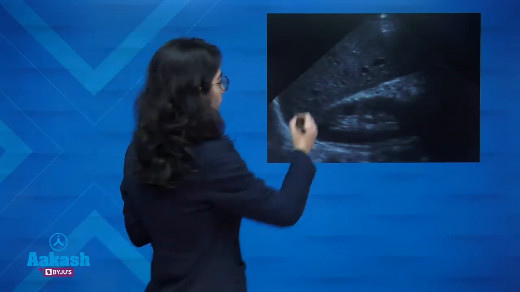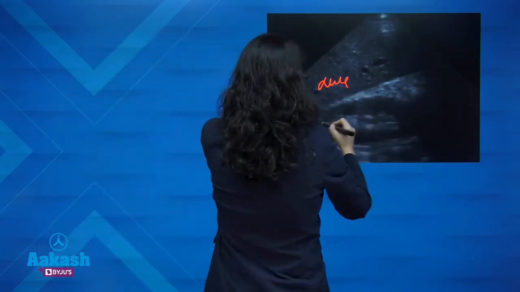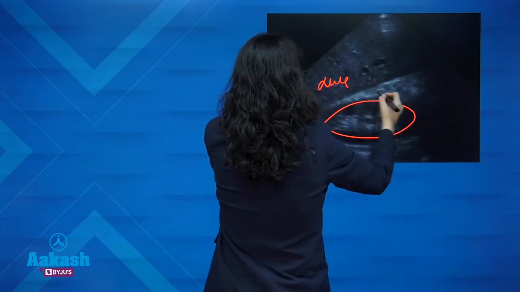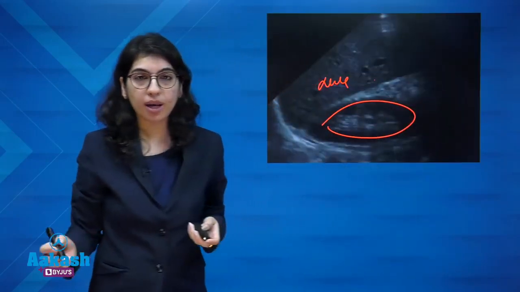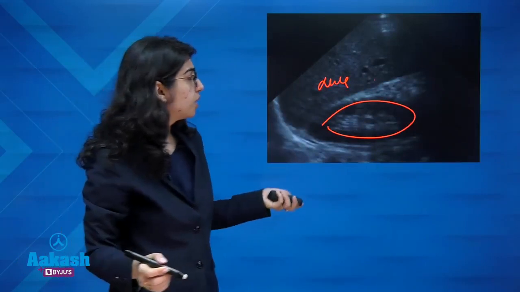So this is how a normal ultrasound looks like. This is basically your liver. This is the liver and this is your right kidney. This is your hepatorenal pouch area. You can see there is no fluid. Fluid looks jet black or anechoic on ultrasound. There is no fluid in this case.